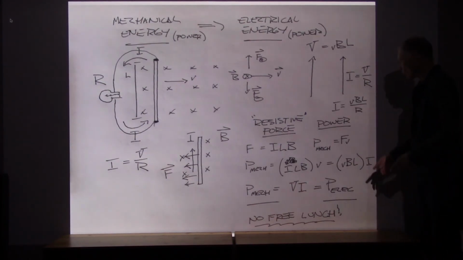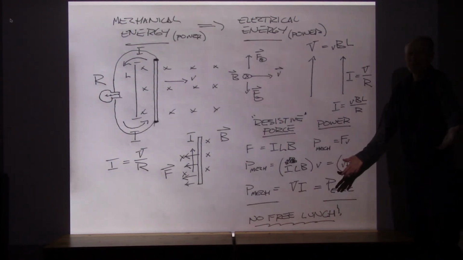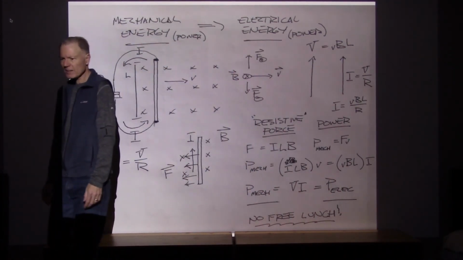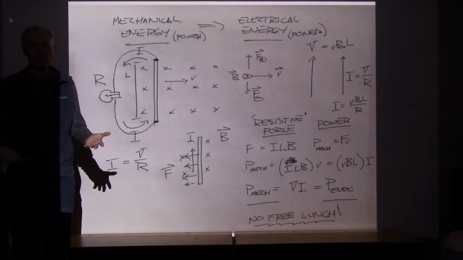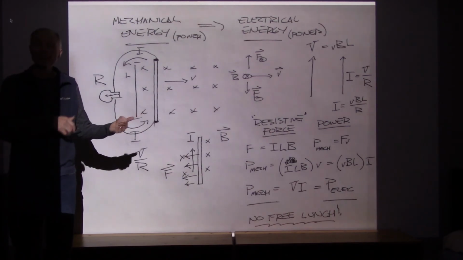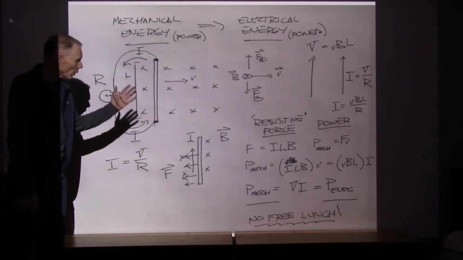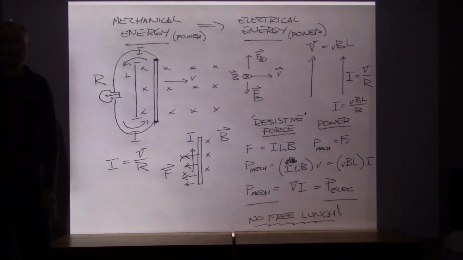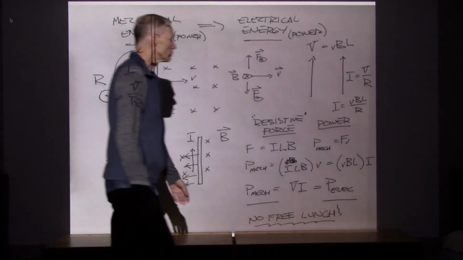So I put down at the bottom, no free lunch. Sometimes there's free lunch, right? You can get your friends to pay for it. But in any case, what it's saying is if I'm going to get 1,000 joules of electrical energy generated in my generator, I'm going to have to put 1,000 joules of mechanical energy in. The rate of energy going in mechanically is the rate at which we're generating electrical energy in the generator.